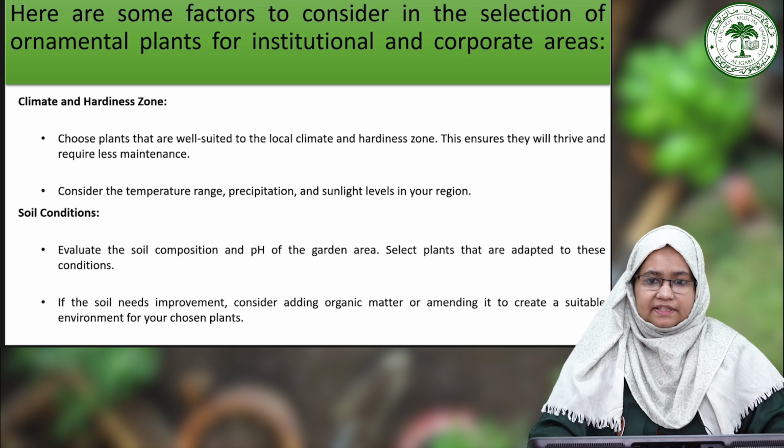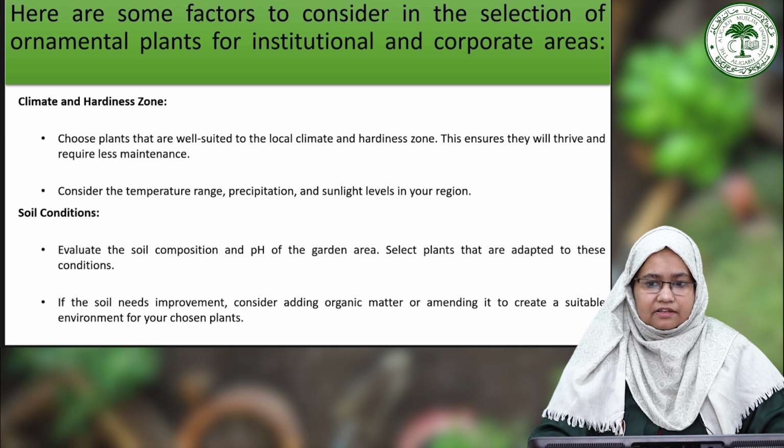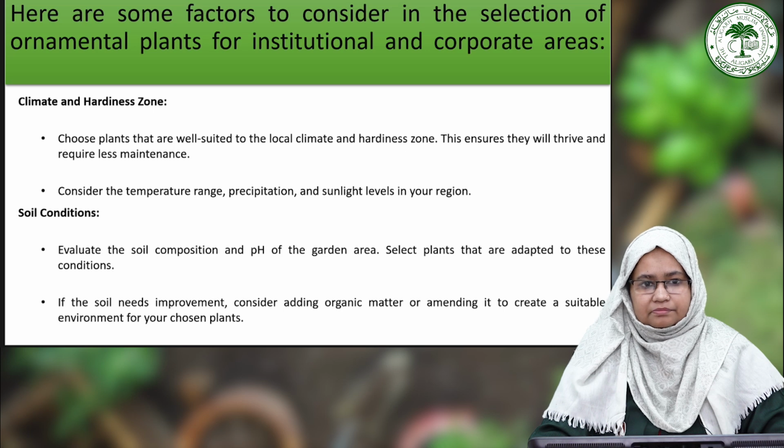The next important thing is soil conditions. Evaluate the soil composition and pH of the garden area. Select plants that are adapted to these conditions. If the soil needs improvement, consider adding organic matter or amending it to create a suitable environment for your chosen plants.